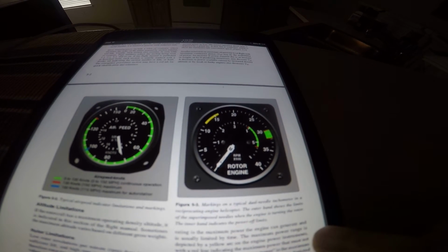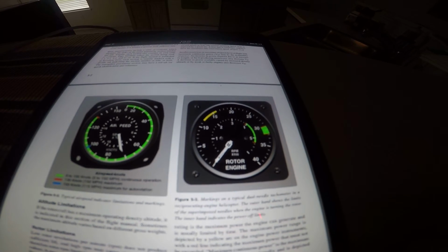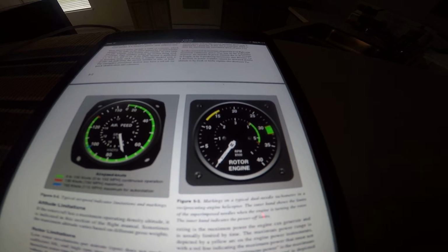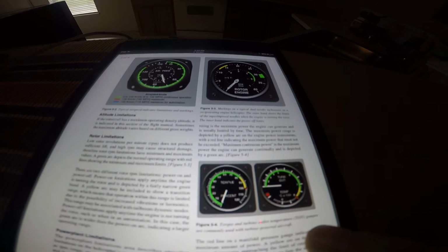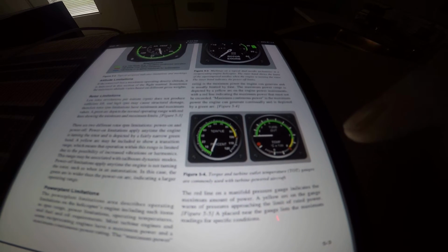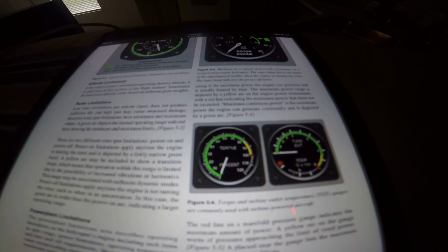The outer band shows the limits of the superimposed needles when the engine is turning the rotor. The inner band indicates the power off limits. Torque and turbine outlet temperature, TOT, gauges are commonly used with turbine-powered aircraft.